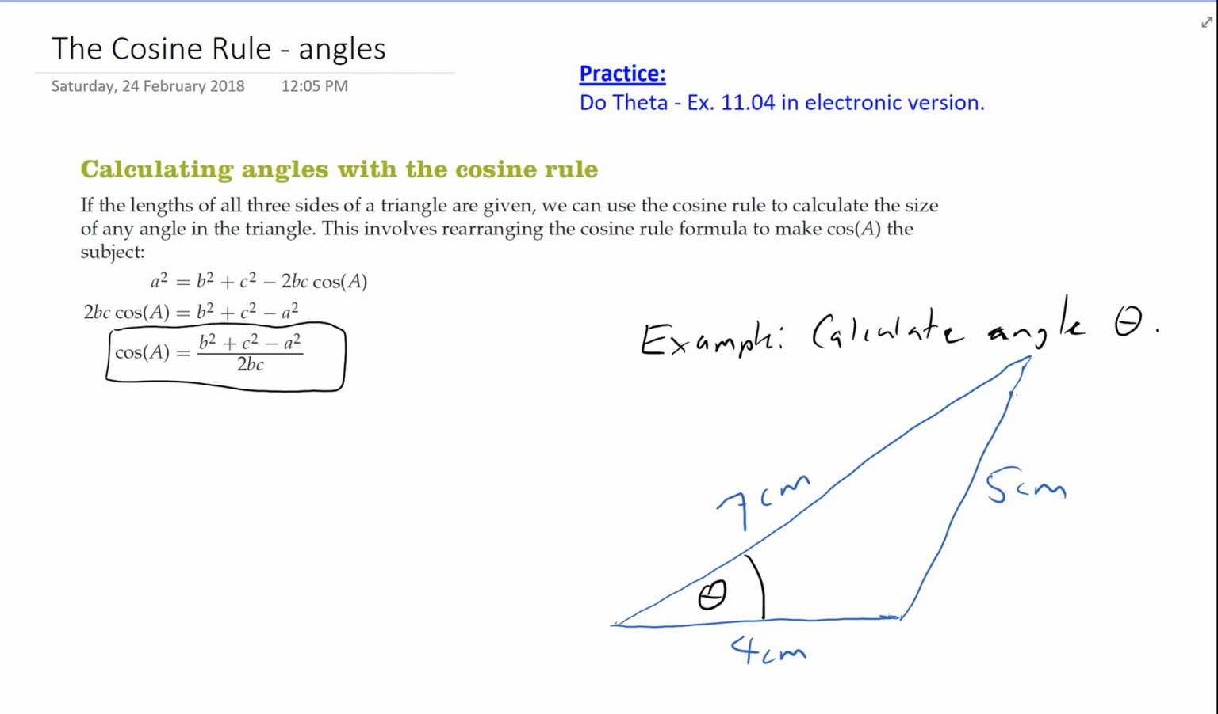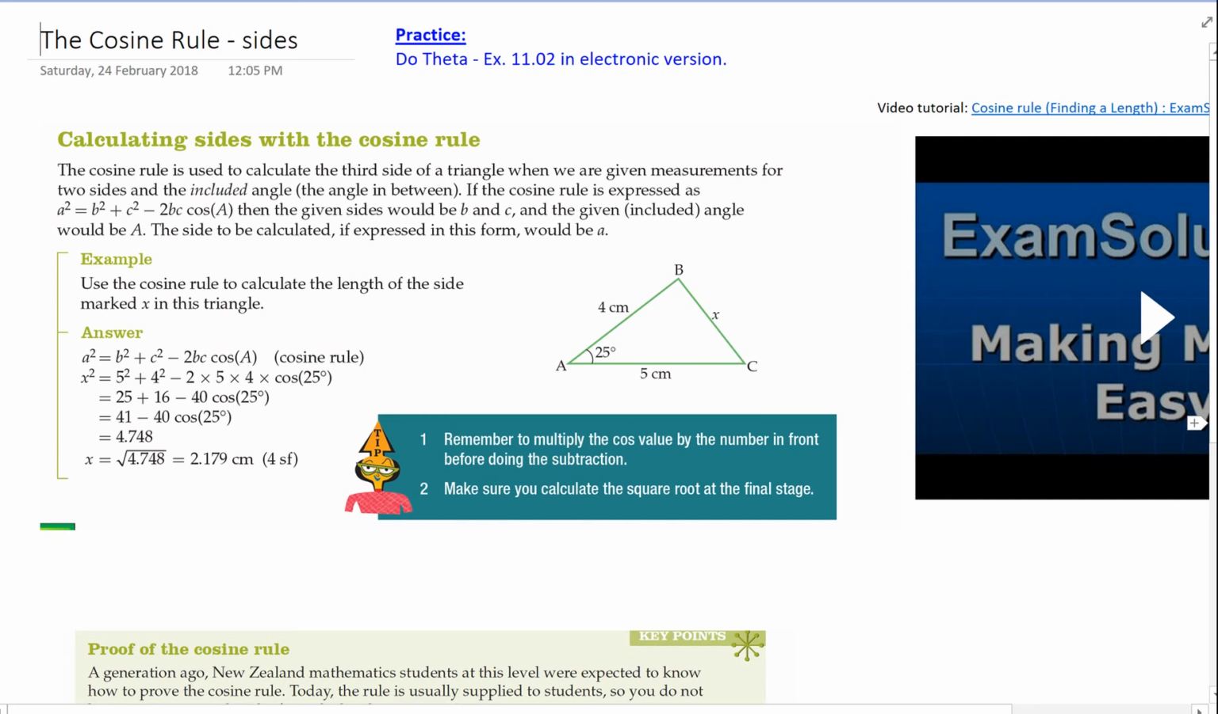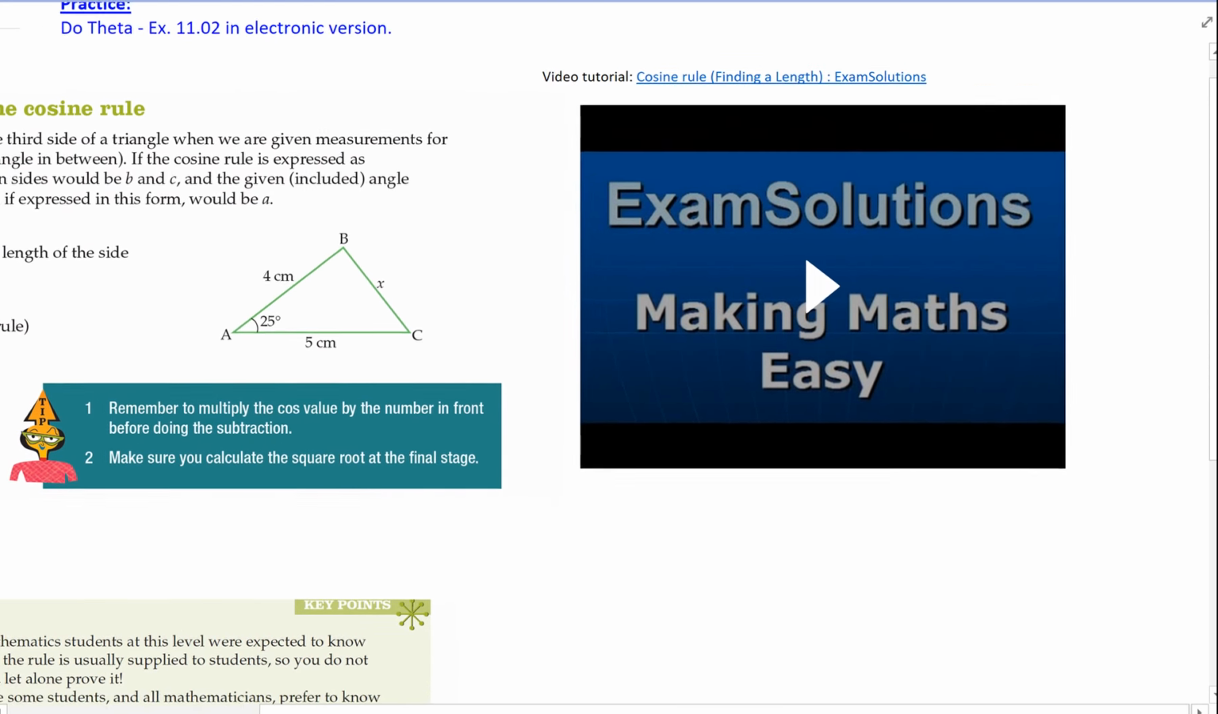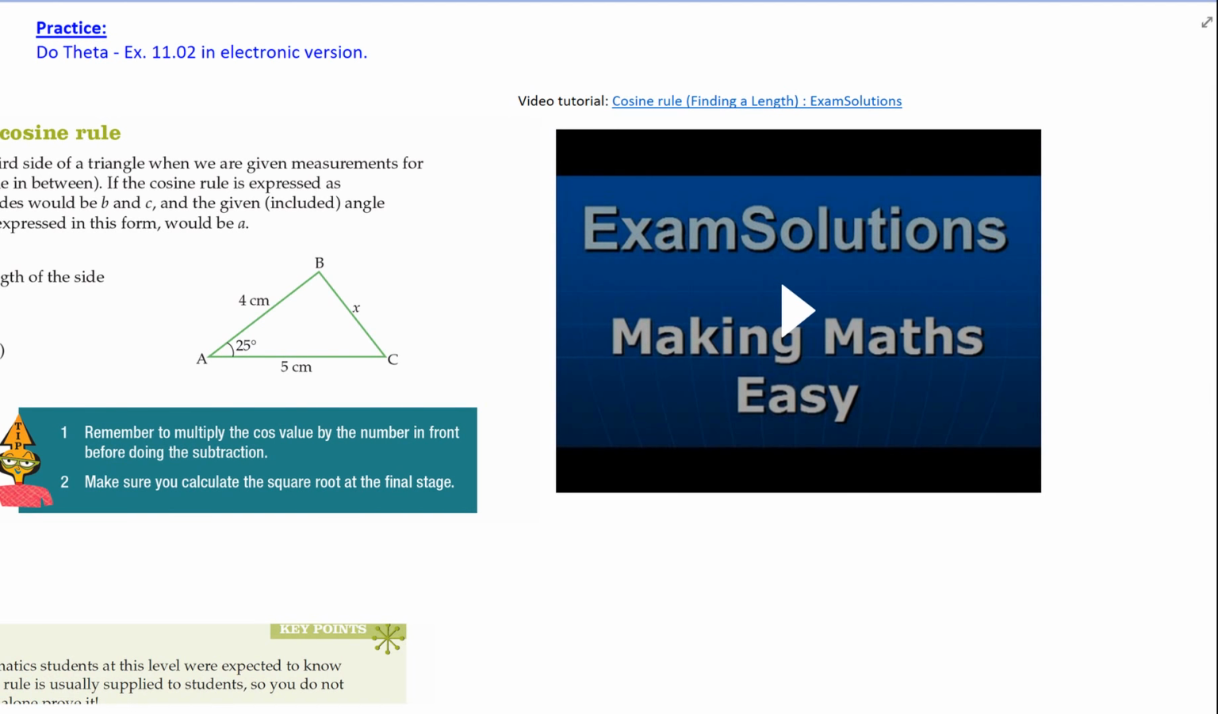Hi there. In this video we're going to learn how to use the cosine rule to calculate an angle. So if you're watching this, you already need to know how to use the cosine rule to calculate a side, which is something we did in our class, and there is a video you can watch on that if you don't know how to do that. If you YouTube exam solutions and then cosine rule finding a length, it's this link here. And then you need to practice those too.